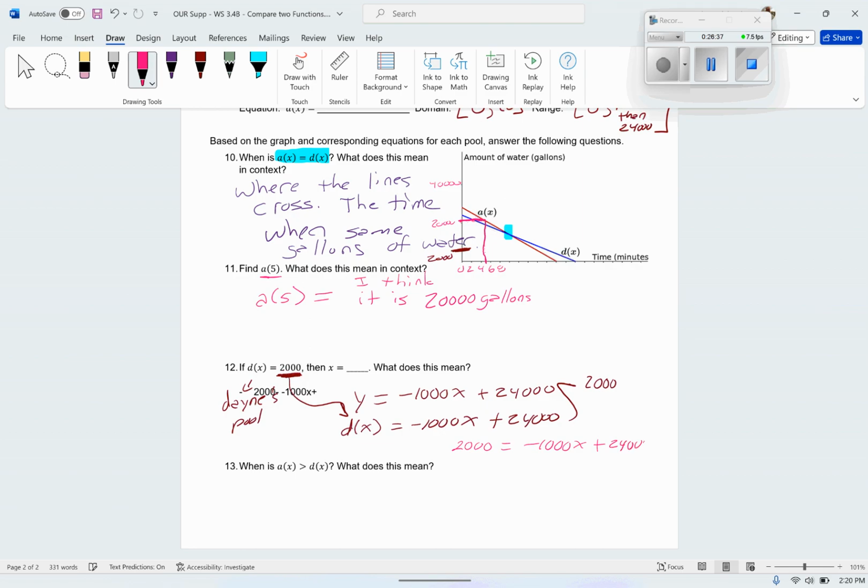How do I solve this now? How do I get x by itself? Yeah, subtract 24,000. Very good. That gives me negative 22,000 equals negative 1,000x. How do I get x by itself? Divide each side by negative 1,000. Negative over negative is what? Positive. Okay, so x equals 22.